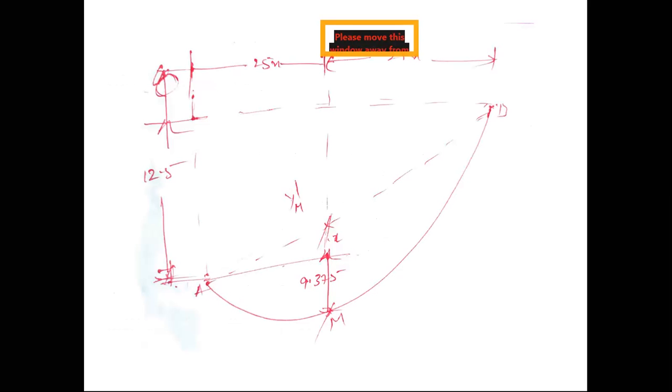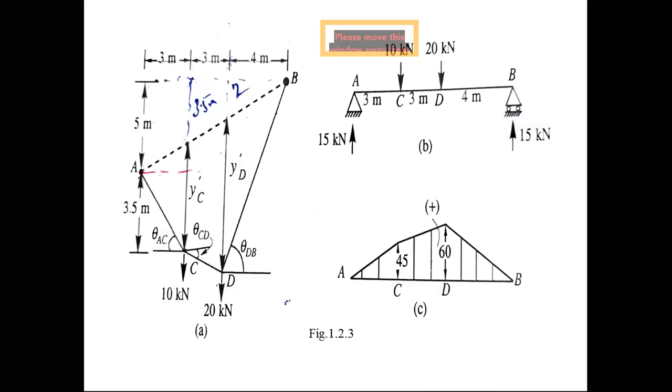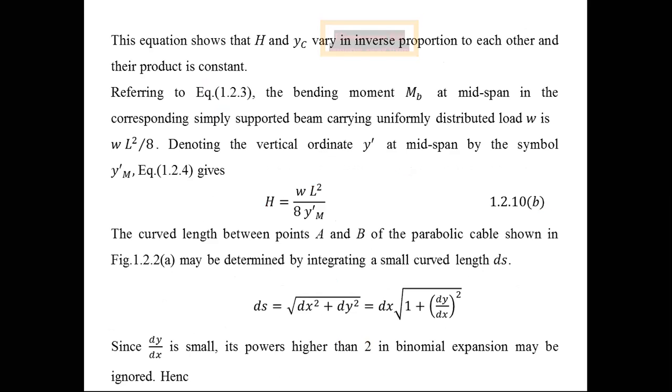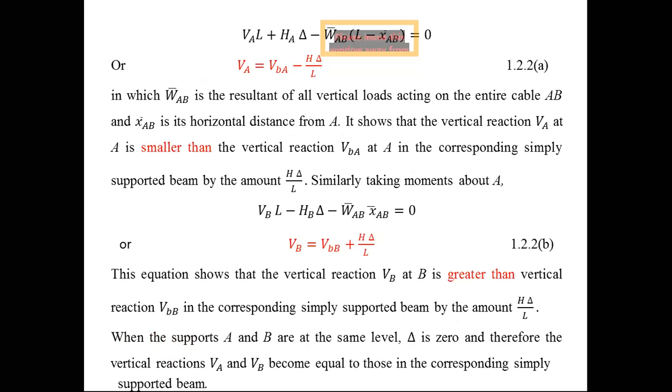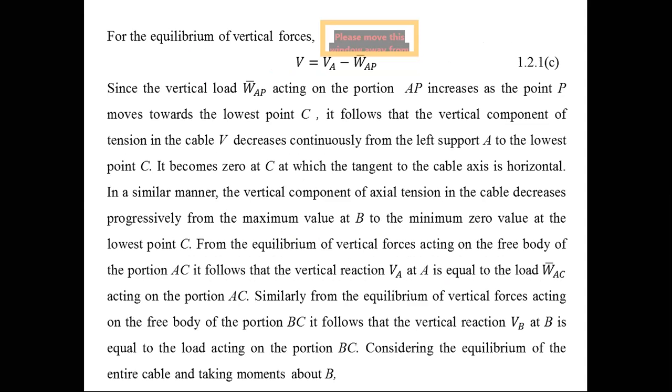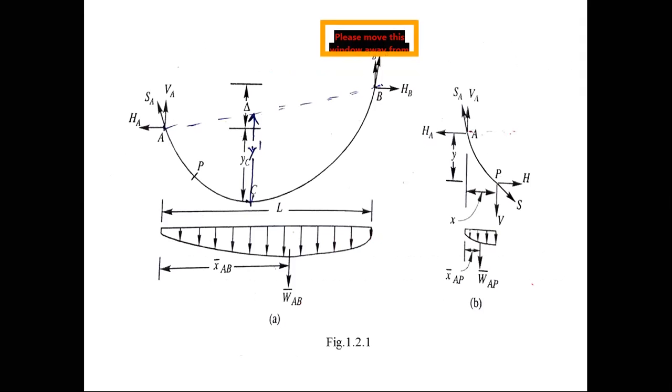I go for the initial derivation. Yeah, this one. So if the cable is subjected to non-uniform distributed load, listen carefully, the tension at A is greater than that at B. When it occurs, the vertical reaction at A is greater than the vertical reaction at B.